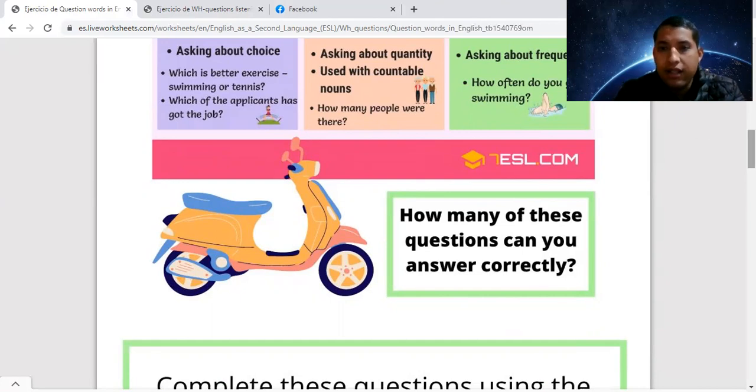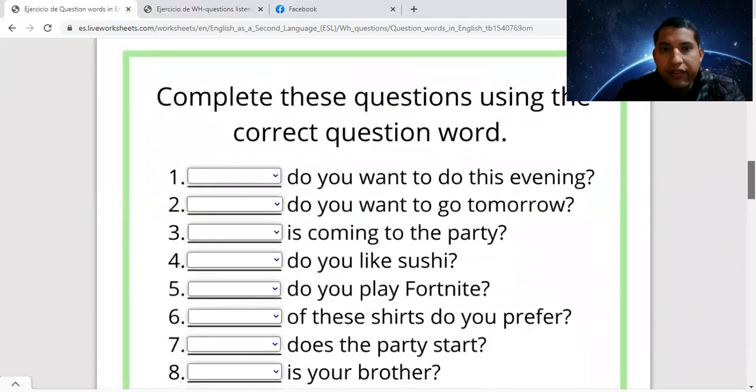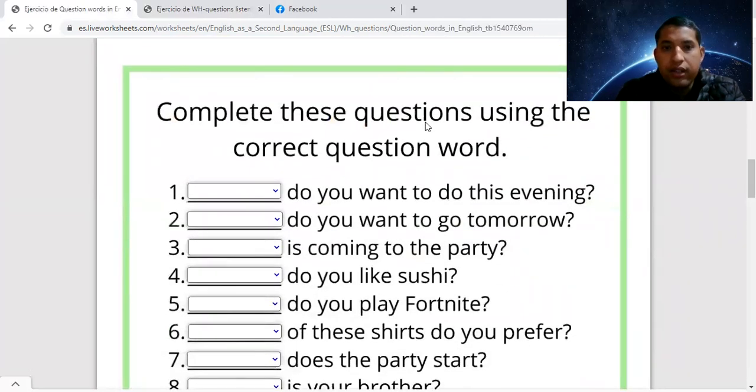Vamos a ver cuántas de estas preguntas pueden contestar correctamente. So you have to complete these questions using the correct word. Aquí le dan clic aquí, les va a desplegar las respuestas, las opciones, ¿no? Ustedes seleccionan la correcta. You have to select, you have to choose the correct one.